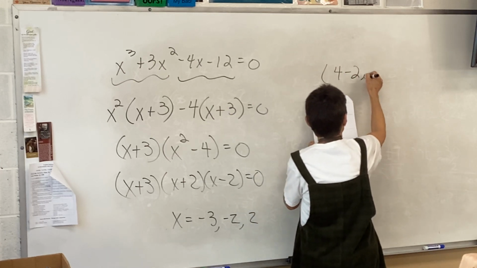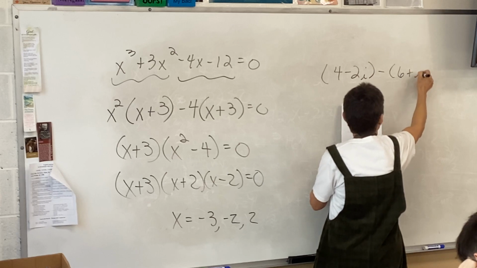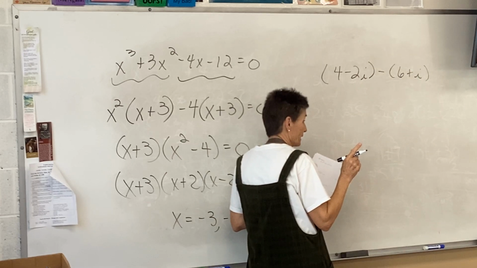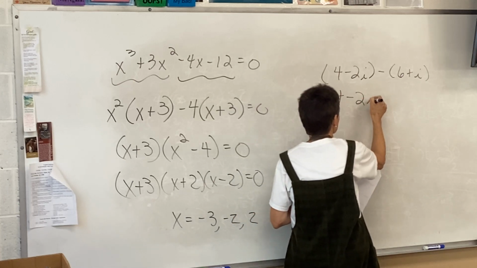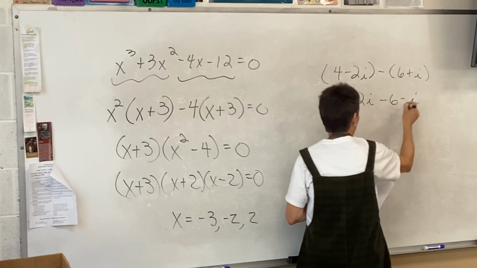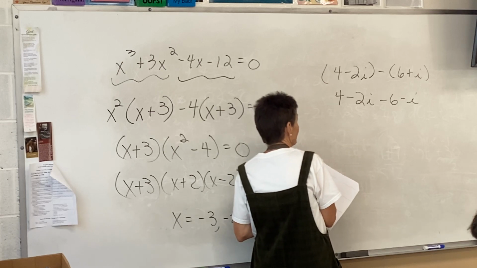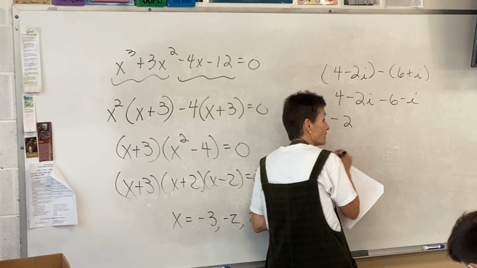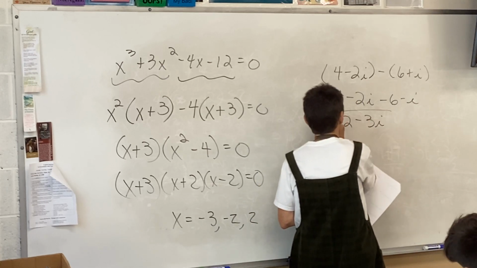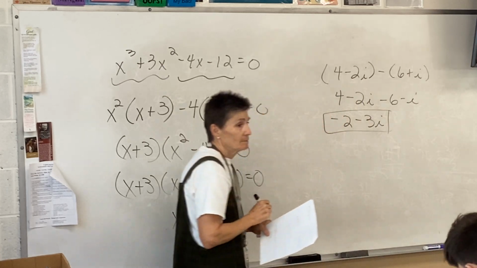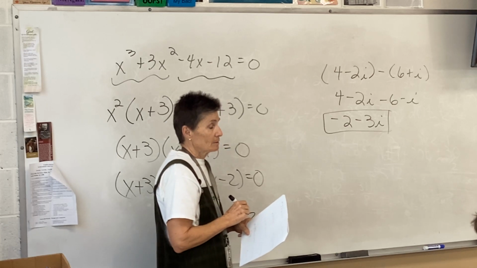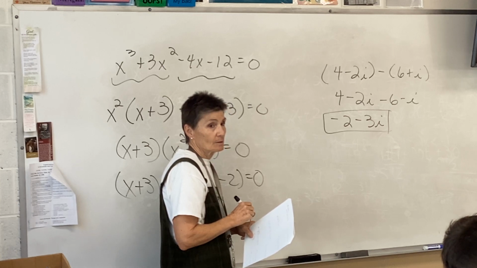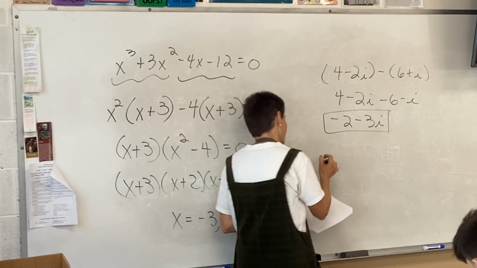Four A, tell me what's happening here. I'm subtracting. I'm not foiling, I'm subtracting. So 4 minus 2i minus 6 minus i, what will be my answer? What goes in the answer blank? -2 minus 3i, very good, that's it right there. Done. Okay, now B is a little bit tougher.